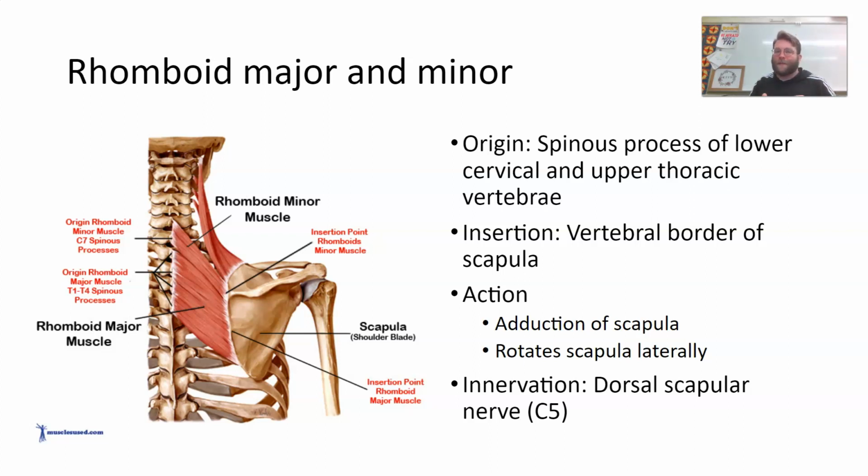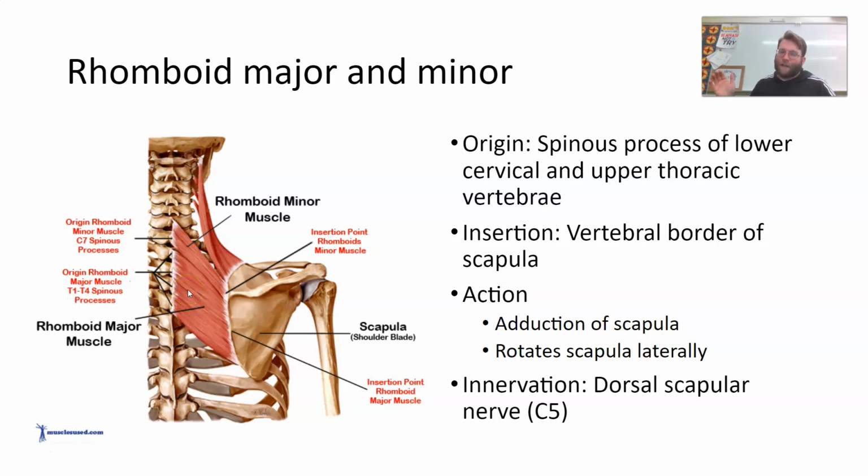With the rhomboid major and minor, the origin is going to be on the spinous process of your cervical and lower thoracic vertebrae. So you're going to start here with C5 through C7. So 6 and 7 are going to do that, and then the rest of your first 4 thoracic are going to be with your rhomboid major.